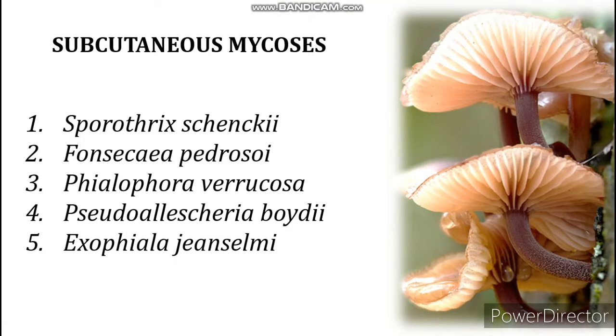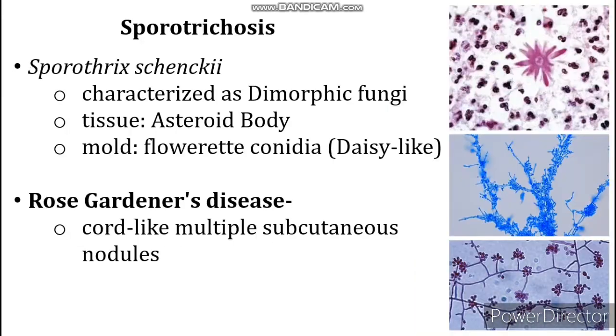Now we go to the third classification of mycosis, which is your subcutaneous mycosis. You have 5 examples or 5 species under it: your Sporothrix, Fonsecaea, Phialophora, Pseudallescheria, and the Exophiala jeanselmei. So we'll discuss them one by one.